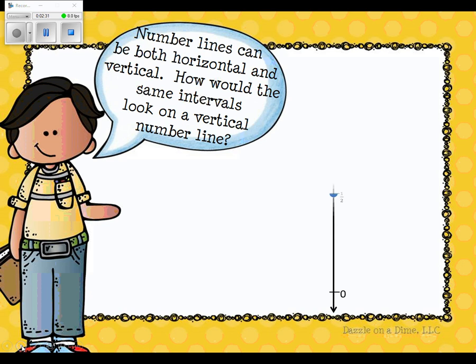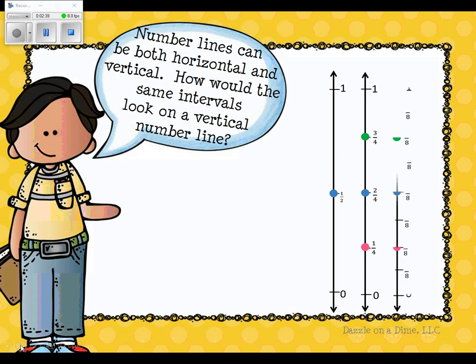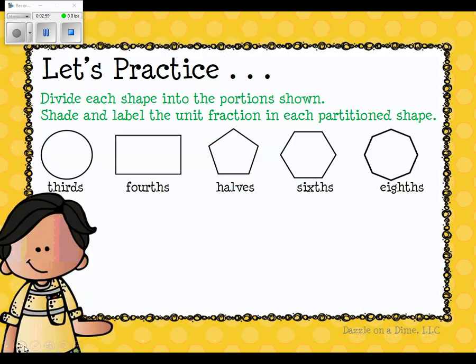How would the same thing look on a vertical number line? Just like this. There's 1/2. There's the 1/4. There's the 1/8. And again, you see how they line up just really nicely. And again, the same thing. 1/2 equals 2/4 equals 4/8. They go right across in a straight line. 1/4 and 2/8 and 3/4 and 6/8. Sometimes I think vertical number lines are a little bit easier to read.